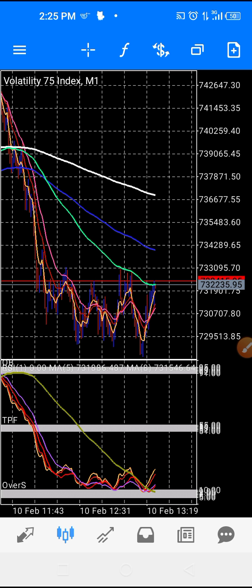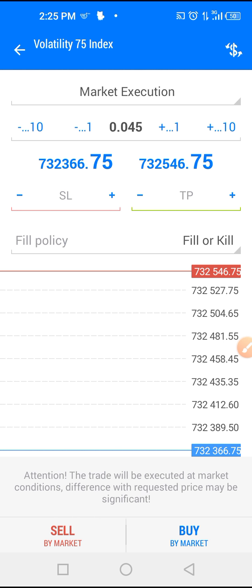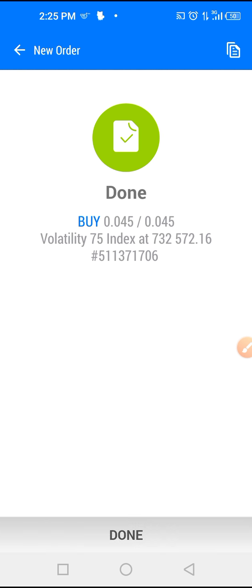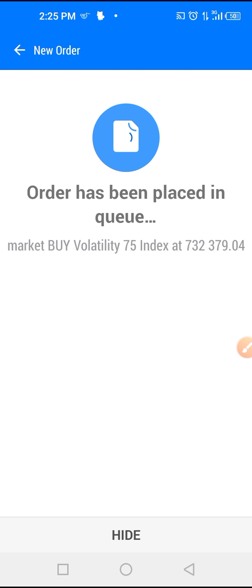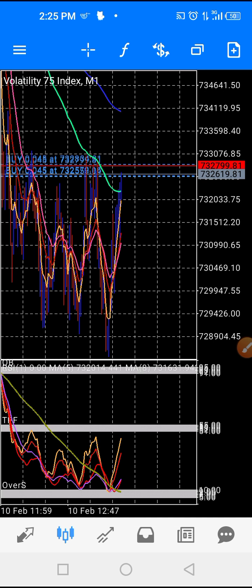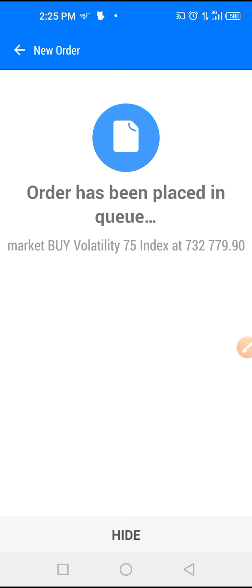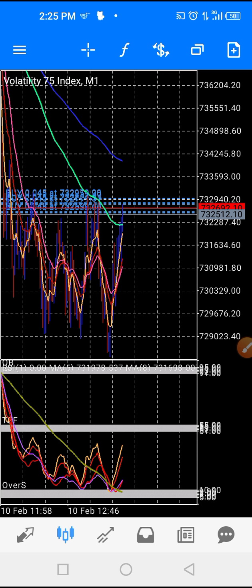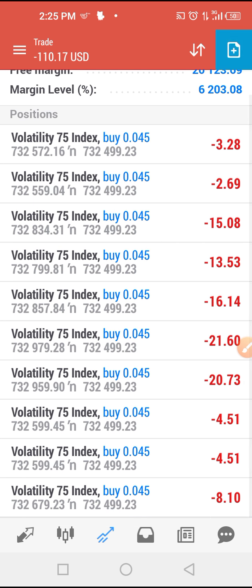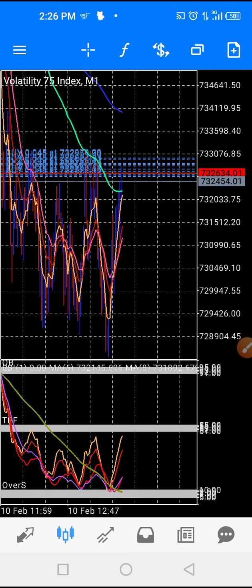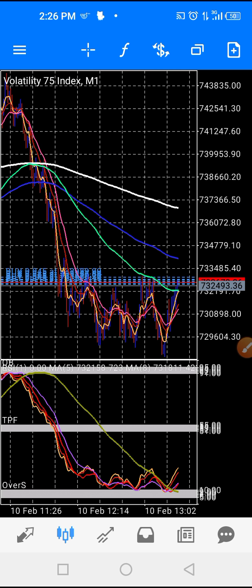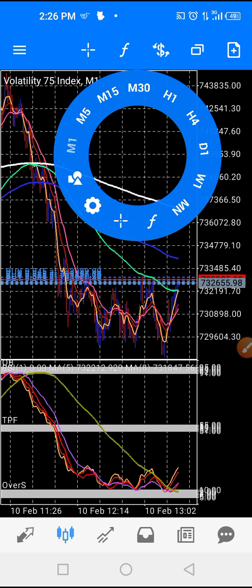I'm seeing a trade setup here also. Let me see if I can enter some trades. Let me enter like 10 trades. So I've entered them. Now, let's draw it with a horizontal line.